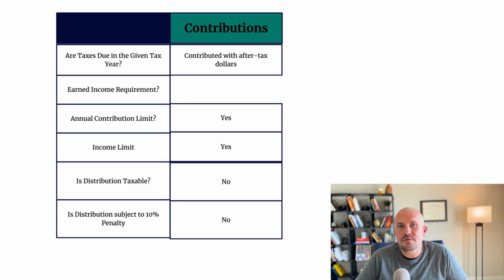Since contributions are made with after-tax dollars, they can also be removed at any time regardless of your age, tax-free and penalty-free. However, you do also need to make sure that you have earned income in order to get these contributions inside of a Roth IRA. They can't come from sources which are not considered earned income.